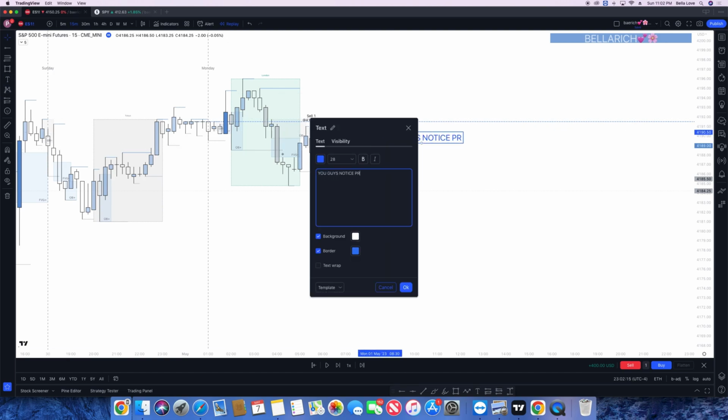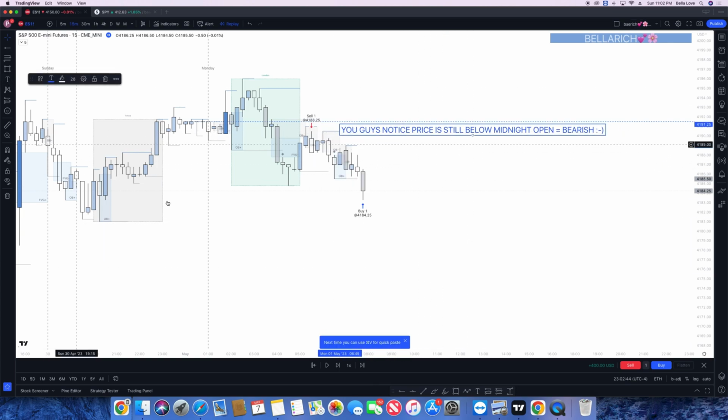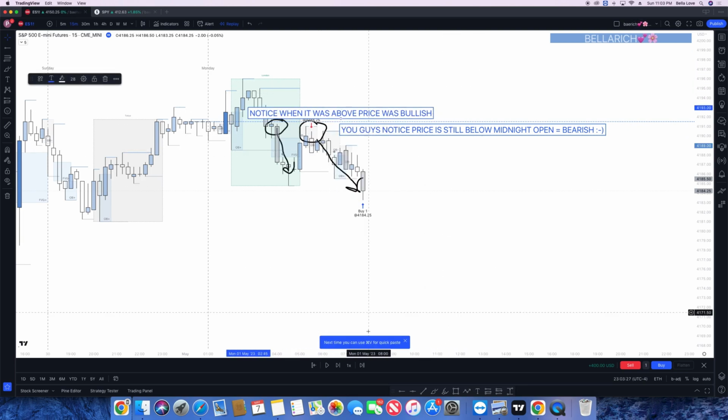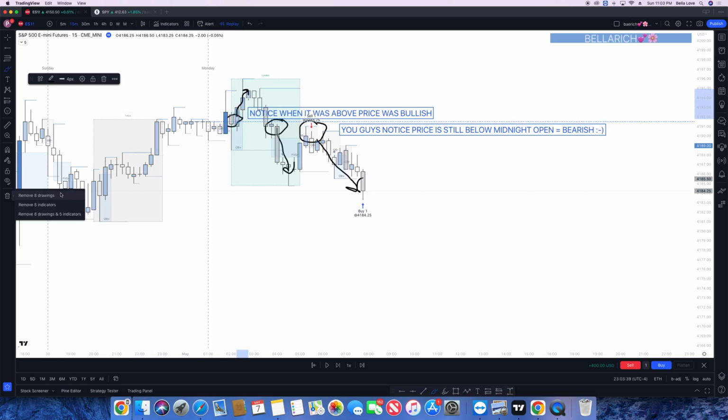So back to the midnight open price, which is the main focus of this video. You guys notice the market is still trading below the midnight open price. So pay attention to the blue dotted line on my chart. As long as the price is below the midnight open, it's pretty much just bearish. So you guys see, every time it touched that line up there or went near the midnight open, it acted as a resistance. Now, when it traded above, it was a little bit of support there. It was bullish a little bit.